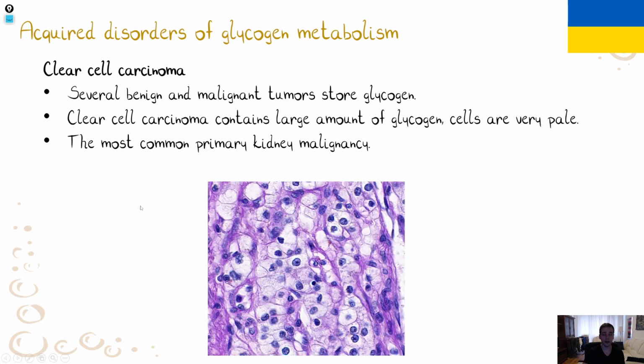And again, we should remind ourselves that several benign and malignant tumors store various substances, glycogen included. Typical example is clear cell carcinoma. Clear cell carcinoma got its name because the neoplastic cells store glycogen, and because of that the cells are very pale, almost empty looking. Clear cell carcinoma is a typical malignancy of kidneys. It's the most common primary kidney malignancy, but you can see them also in different localizations.